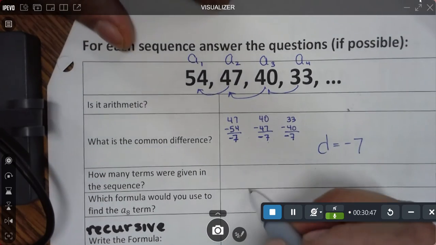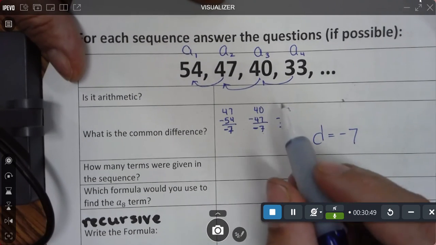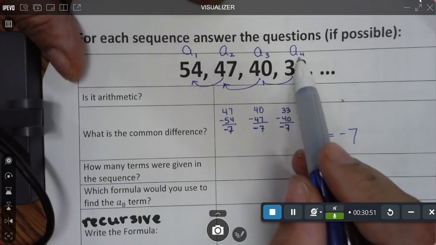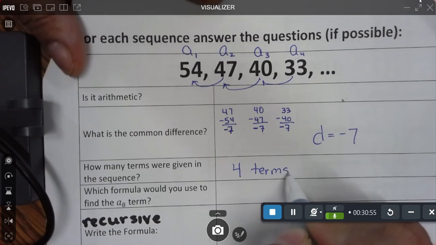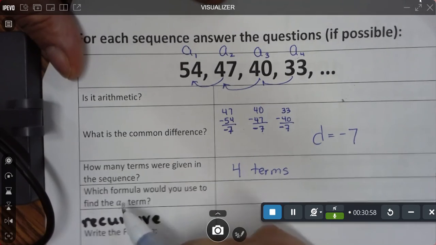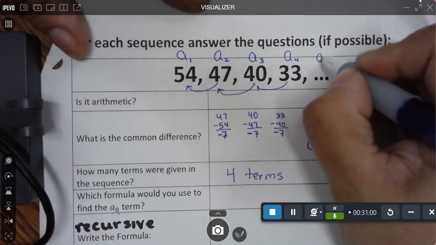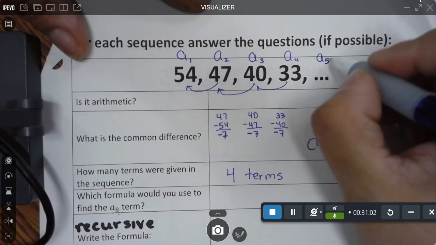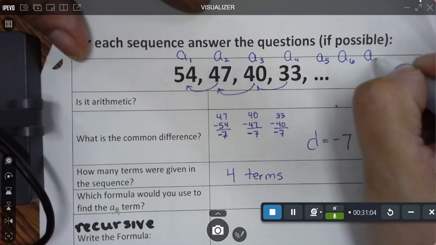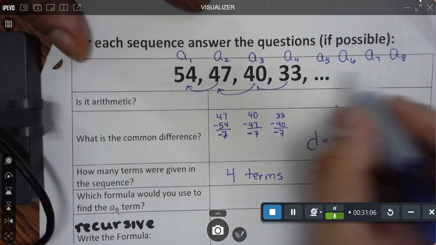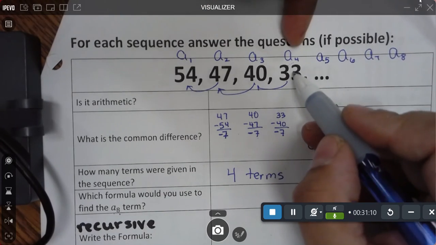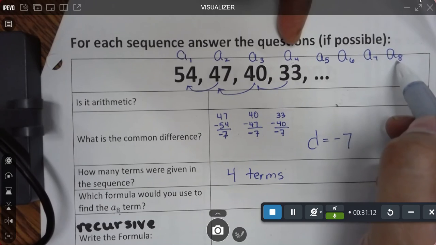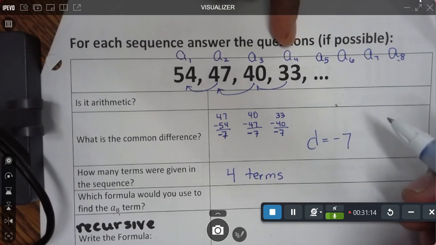All right, how many terms were we given? 4 terms. Okay. And so which formula are we going to use to find a sub 8? Recursive, right? Because we got to do 5, 6, 7, and 8. They're still pretty close to each other from our last term. We have the 4th term and we want the 8th term. Recursively is going to be the easier way.